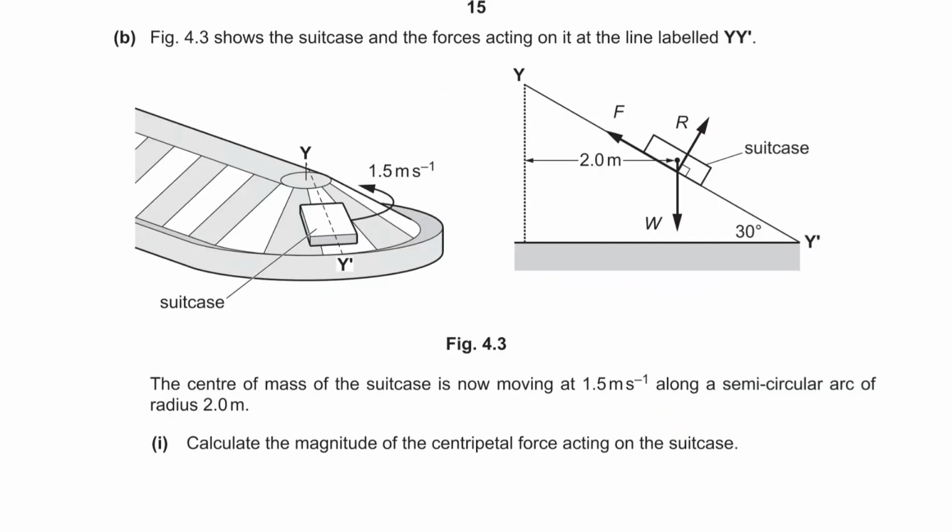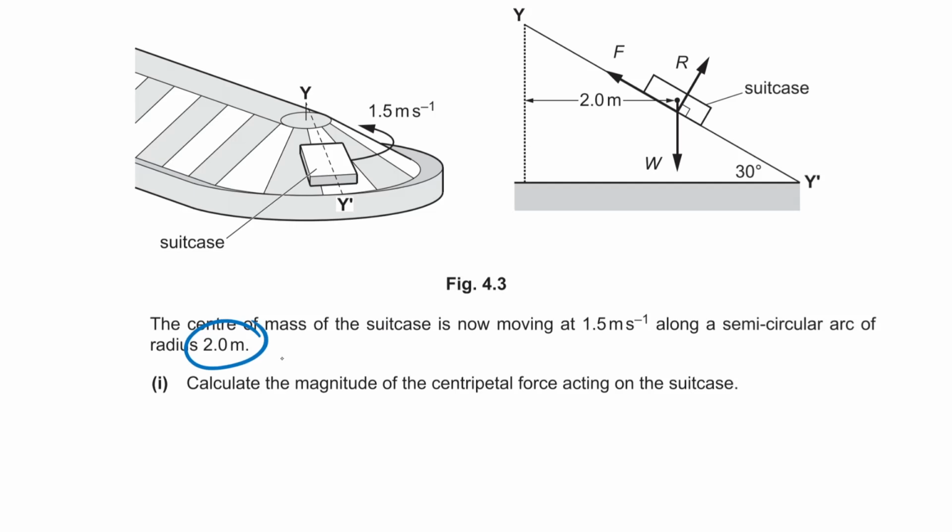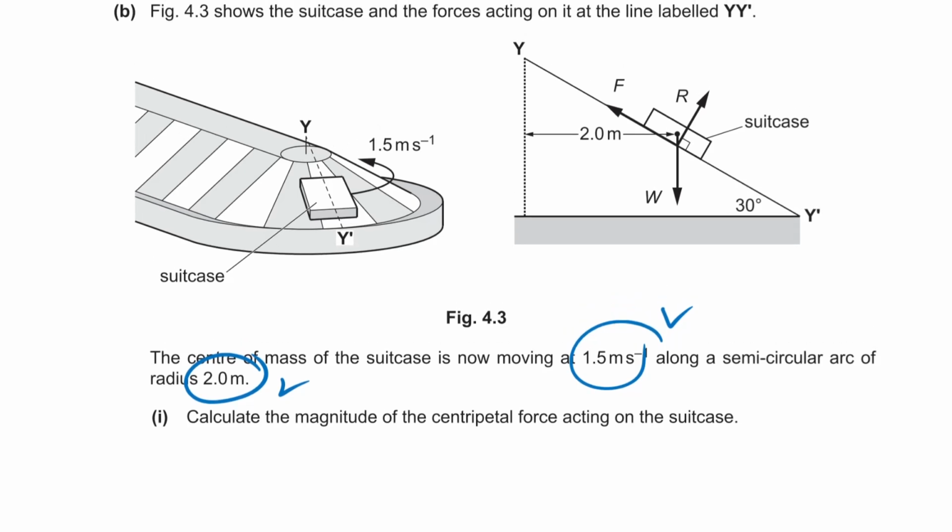Okay, but now it's going round a corner. Oh, how interesting. So it's like a bank track, but the opposite to a bank track. So we have the radius of the curve as that. We have the speed. Calculate the magnitude of the centripetal force acting on the suitcase. So centripetal force, of course, is just that going there. I'm going to call that C, centripetal force. It's the force that is going towards the center of the circle.